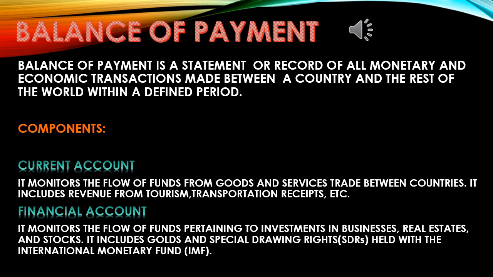Balance of payment. Balance of payment is a statement or record of all monetary and economic transactions made between a country and the rest of the world within a defined period. Components are: current account. It monitors the flow of funds from goods and services trade between countries. It includes revenue from tourism, transportation receipts, etc.